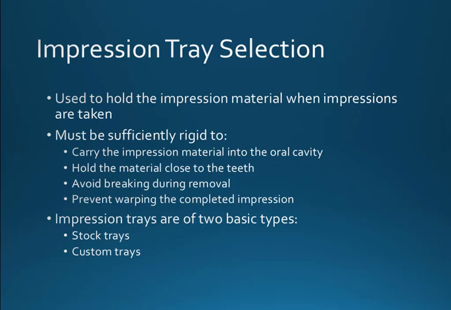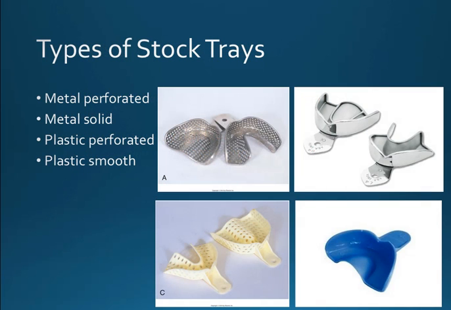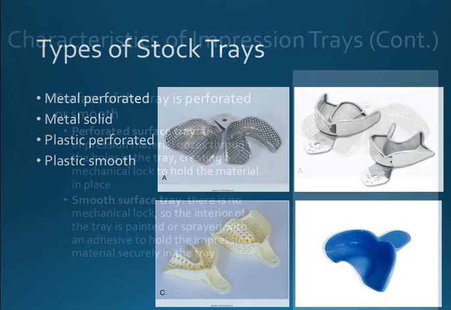Now, there are two different types of impression trays. One is a stock tray and the other is a custom tray. And I showed you a diagram earlier of a custom tray. For alginate impressions, we typically want stock trays. So let's take a look at our different types of stock trays. We have metal perforated, solid metal, plastic perforated, and plastic smooth.